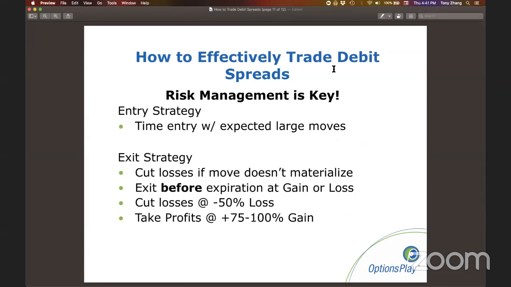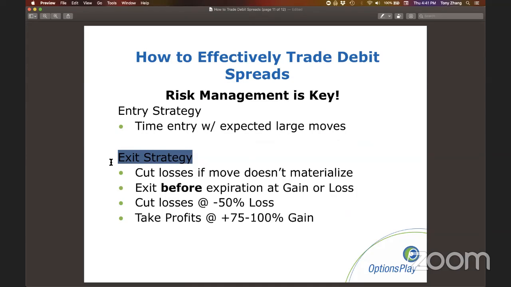So lastly, what I want to cover is, once you're in a credit spread or a debit spread, how do you manage them effectively? And the key here really is risk management. Just like any other form of trading, if you can manage your risk, you have a better chance of being successful at trading. So we've talked about entering strategies. You want to time your debit spread when you're expecting a large move in the underlying stock. But once you're in that debit spread, how do you manage it?